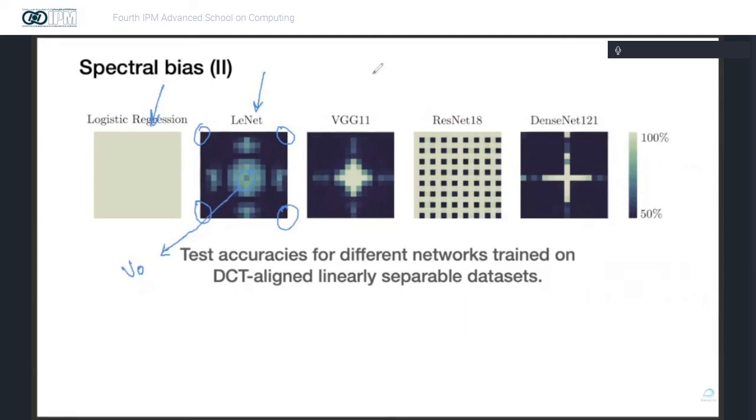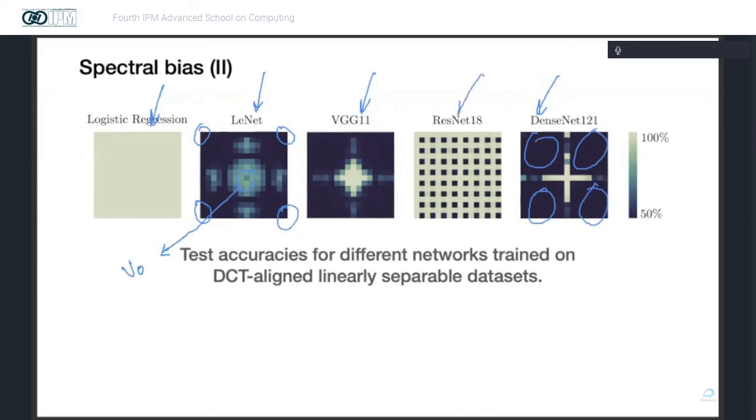We get a similar trend for VGG and DenseNet, like the one that we got with LeNet. And it seems that DenseNet, the almighty DenseNet, is even the worst. For most linearly separable data sets, it cannot learn anything, almost 50% performance. There is a narrow frequency band, or narrow DCT basis vectors, such that it can learn the linearly separable data sets that are aligned with those features.